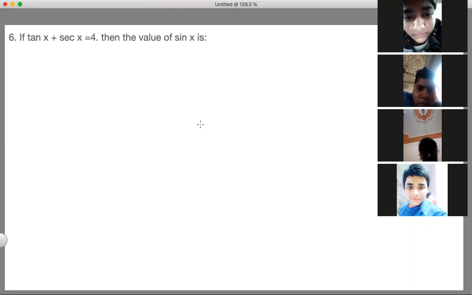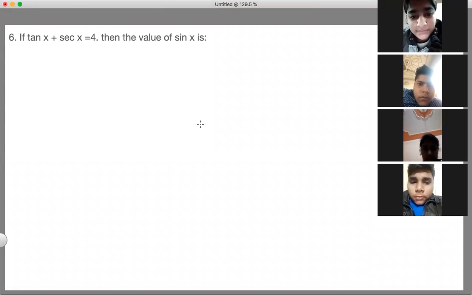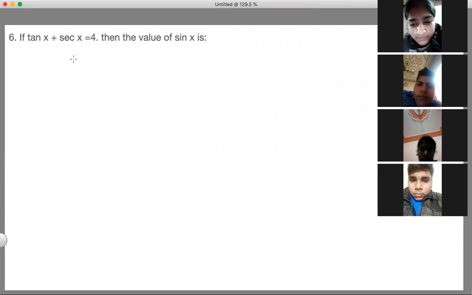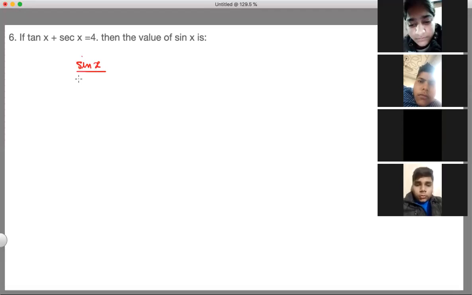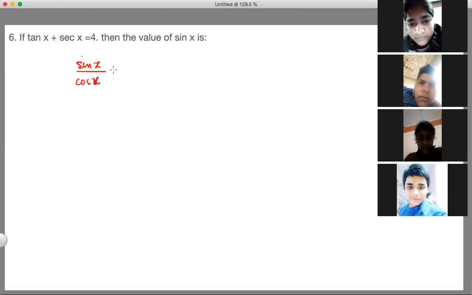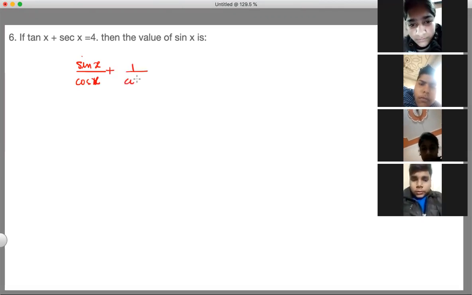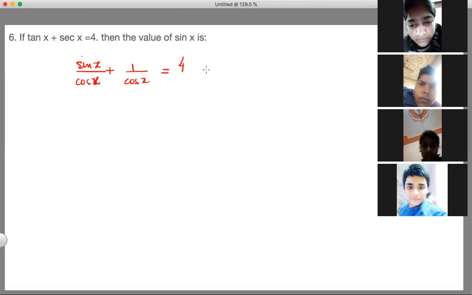Okay, now tan x plus sec x is equal to 4 and we have to find the value of sin x. Okay, so we will have to proceed by simplifying this expression first. Okay, so let's try and do that. Sin x by cos x, plus 1 by cos x is equal to 4, right? Is equal to 1 plus sin x by cos x.